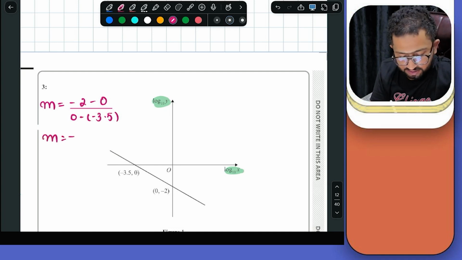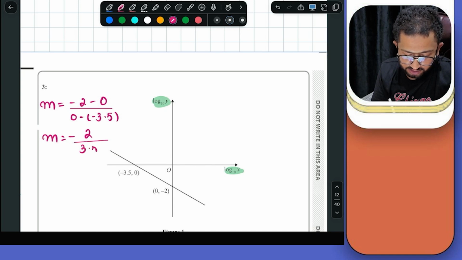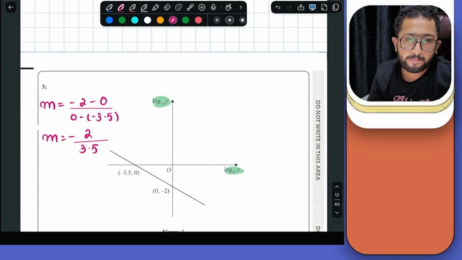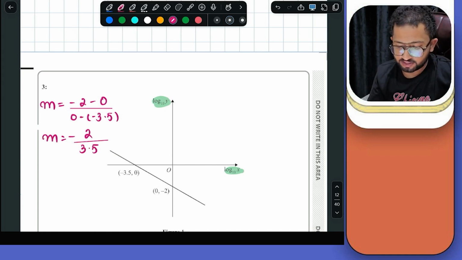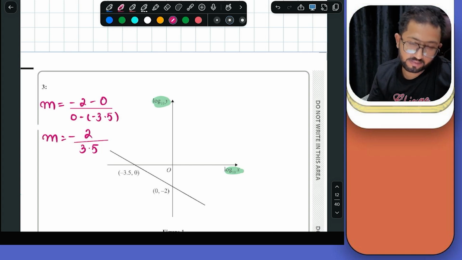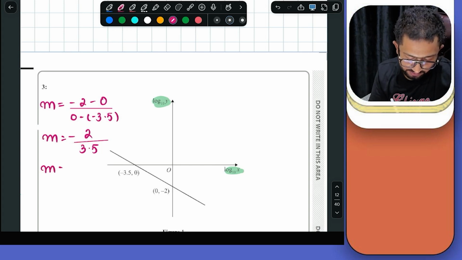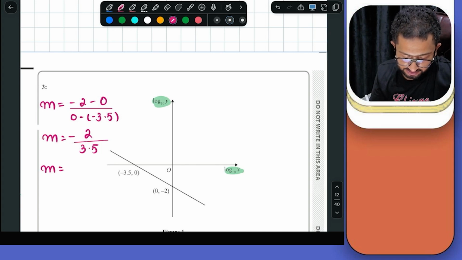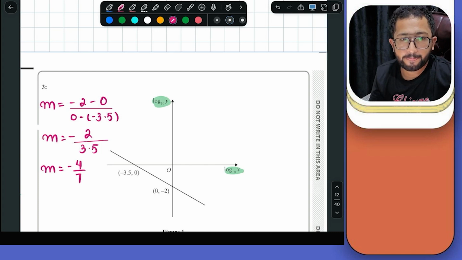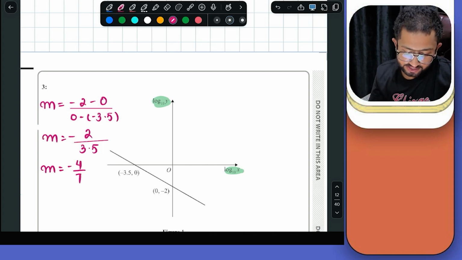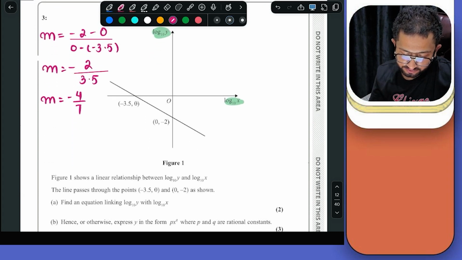So what will it become? It will become minus 2 over 3.5. So it can be simplified further. You can even use your calculator, so it will become minus 4 over 7. So the gradient of this line is minus 4 over 7.